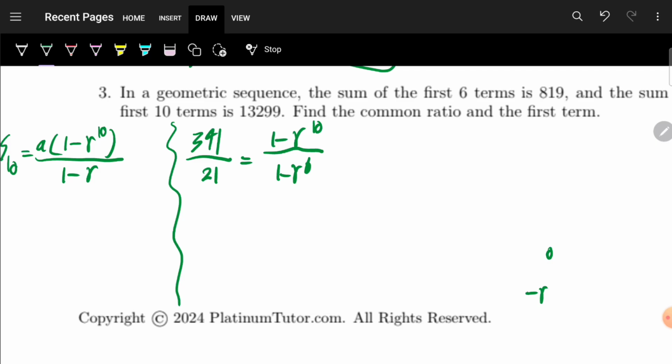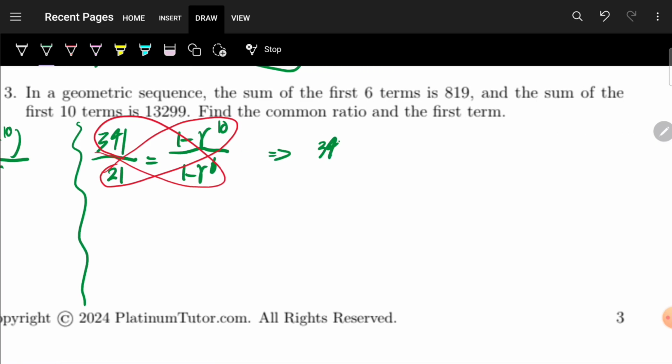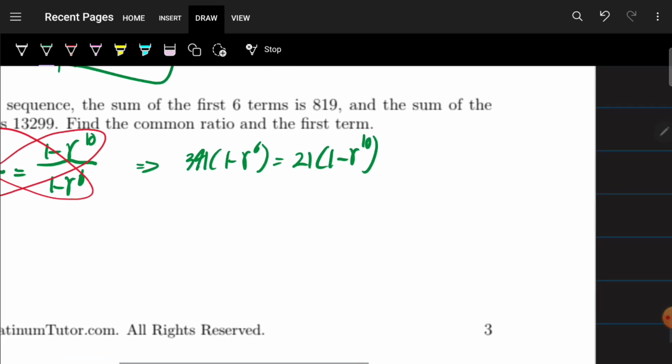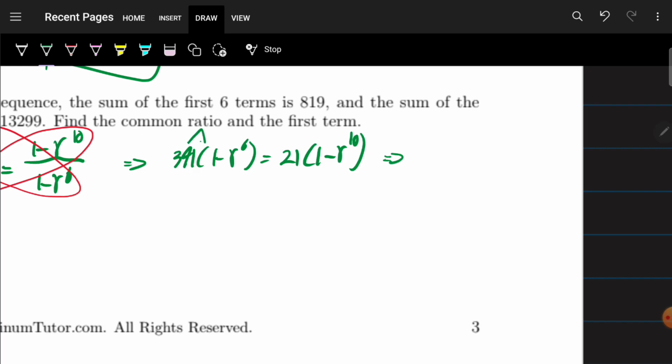Okay, so I will cross multiply here, multiply those two and those two, right? So we'll get 341 times 1 minus R to the 6 is equal to 21 times 1 minus R to the 10. I will distribute. We'll do that here. So distributing these numbers, and we get 341 minus 341 R to the 6 is equal to 21 minus 21 R to the 10.